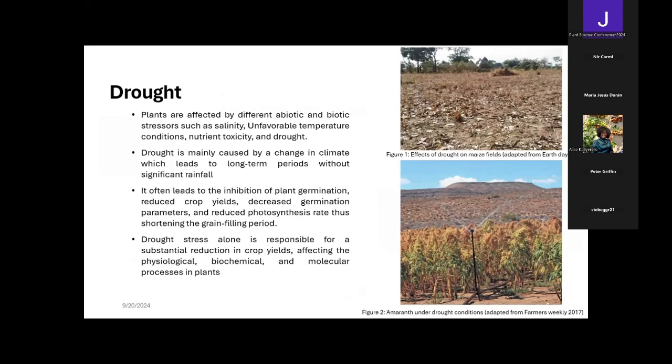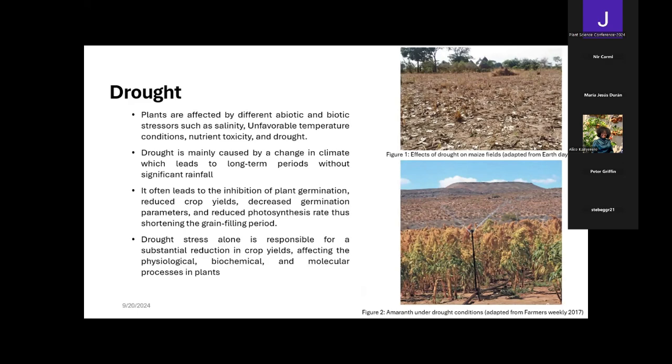Drought stress is essentially one of the biggest problems that we have because plants are sessile organisms, which means that they are unable to move from the environment should the conditions change. This makes them susceptible to different types of stresses such as abiotic stress and biotic stress. Abiotic stress is defined as the adverse conditions that plants face caused by non-living factors such as heavy metal stress, high salinity levels in soils, unfavorable temperature conditions, whether extreme cold or extreme hot, as well as nutrient toxicity and drought stress.